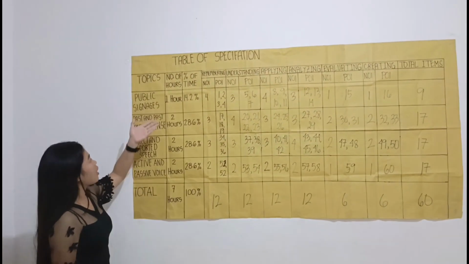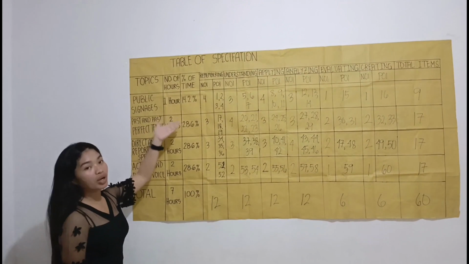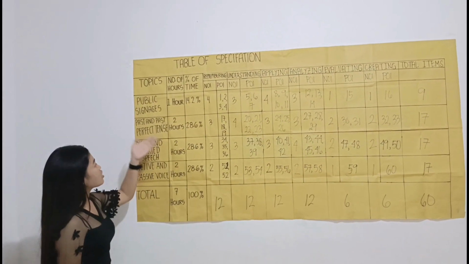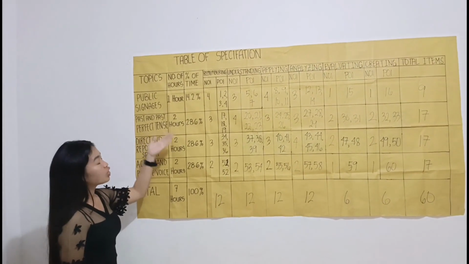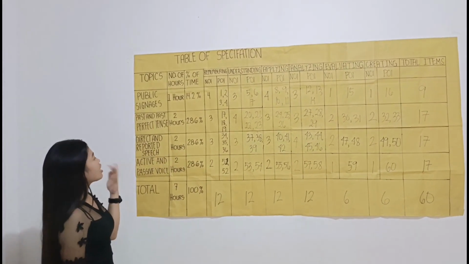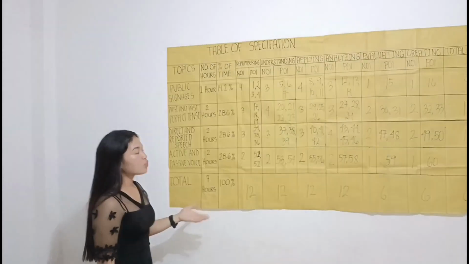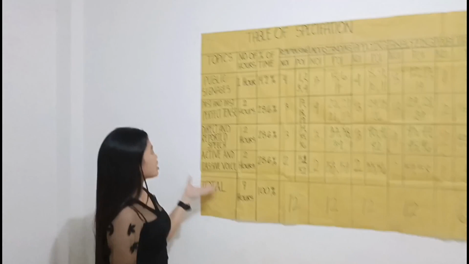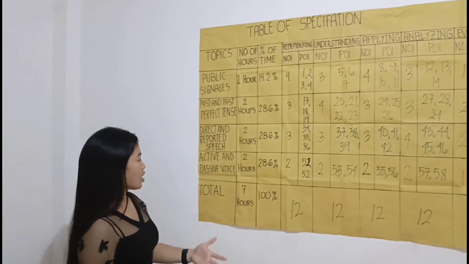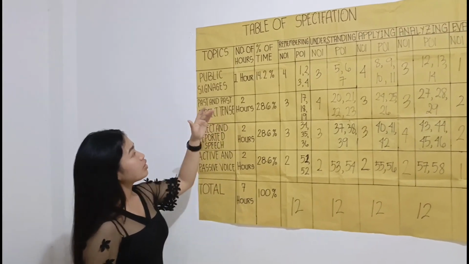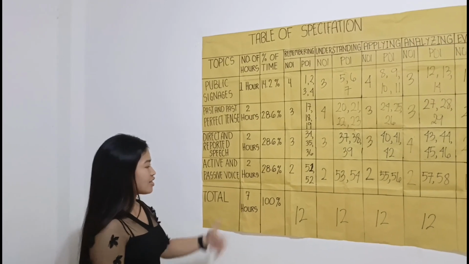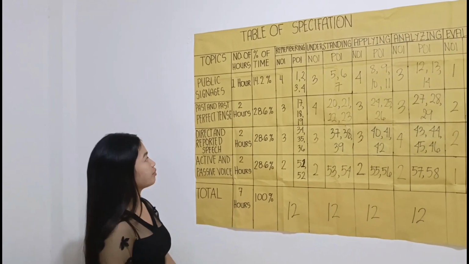So we have here the public signages. It was for 1 hour. Past and past perfect tense was discussed for 2 hours. Direct and reported speech was discussed for 2 hours, as well as active and passive voice. Now, the total number of hours is 7 hours.